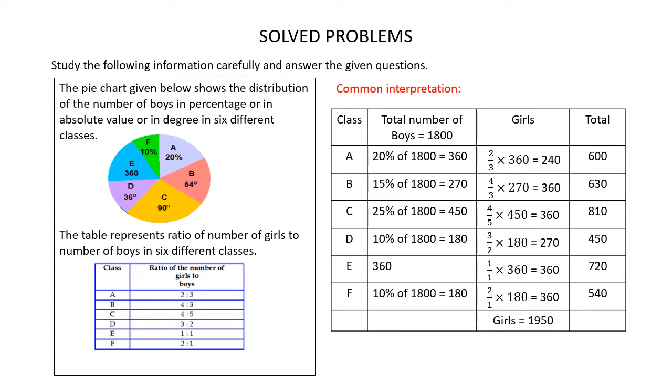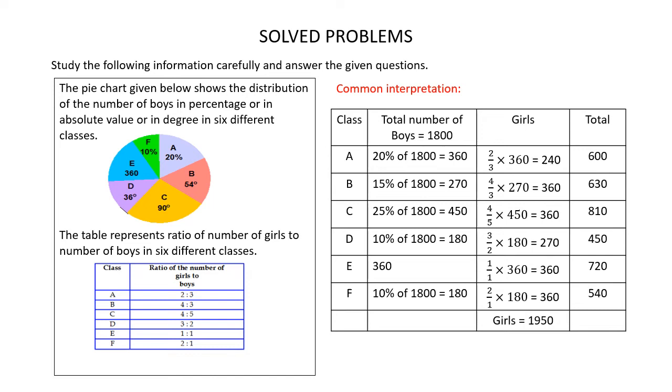When you add all these values, you will get the total number of girls as 1950. So there are 360 boys in class A and 240 girls in class A. The total number of students in class A is 600. There are 270 boys and 360 girls in class B, so the total number of students in class B is 630. There are 450 boys and 360 girls in class C, so the total number of students in class C is 810.